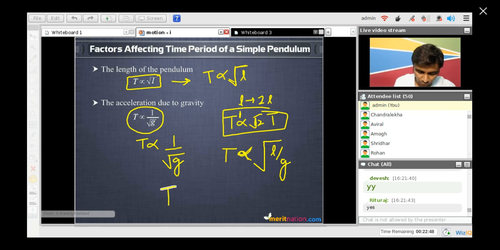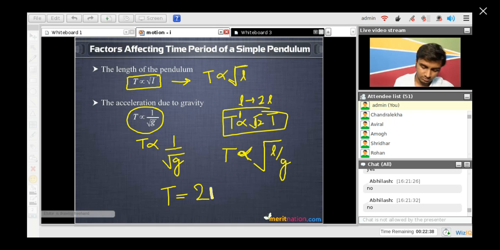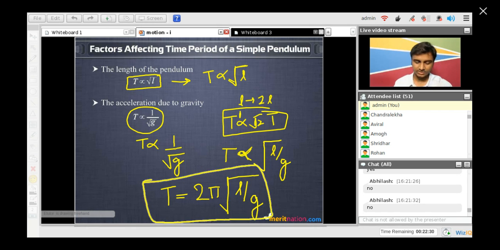Now it is found that the time period is equal to 2 pi under root L upon G. This is the formula for time period. This you will derive in the higher classes. I guess in class 11th you will derive it. This is the formula for the time period of a pendulum, or for the bob.